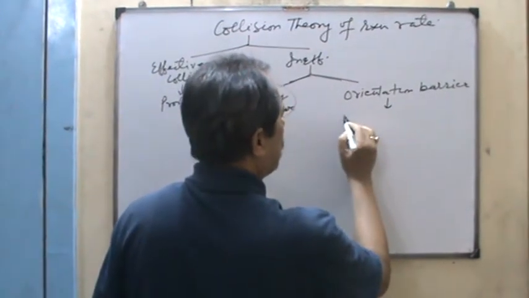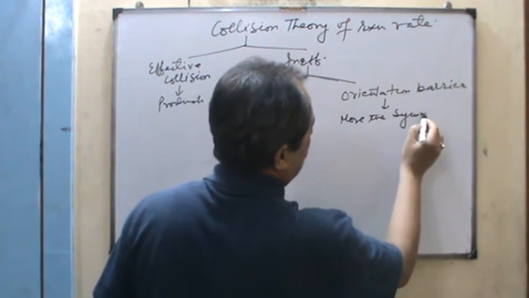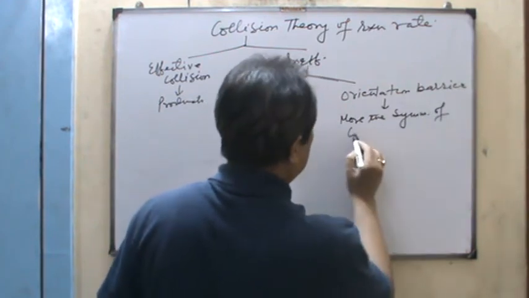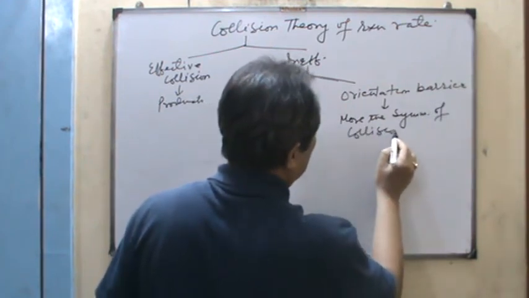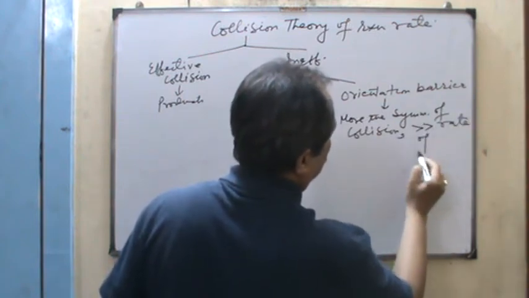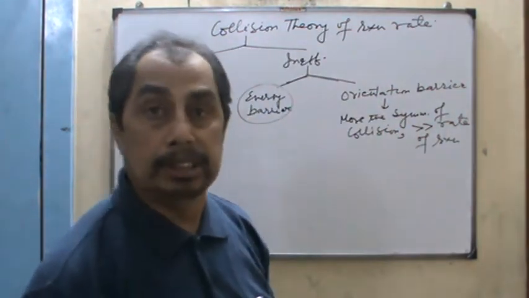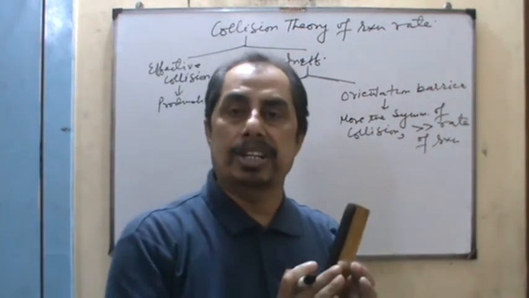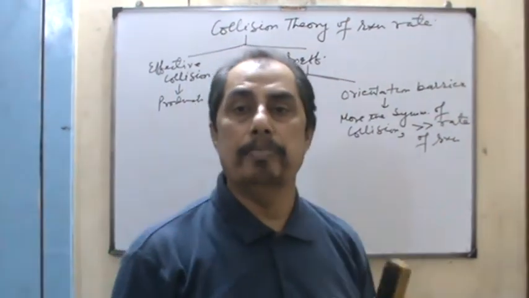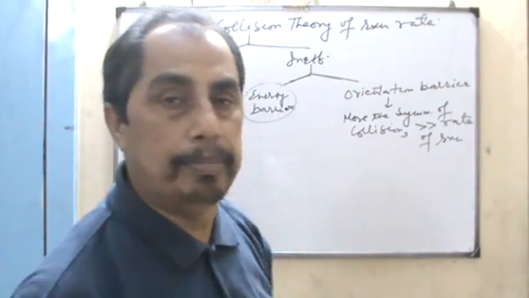It means the more symmetry of collision, the faster the rate of reaction. So this is the orientation barrier. Symmetrical orientation, symmetrical collision, is more important than unsymmetrical collision. I give you one example here.